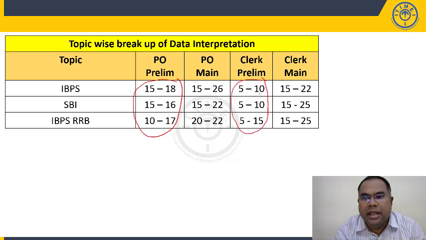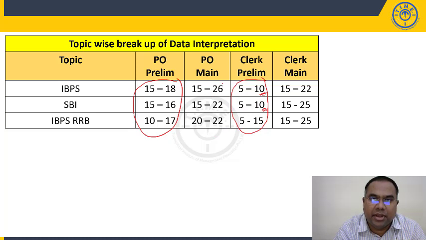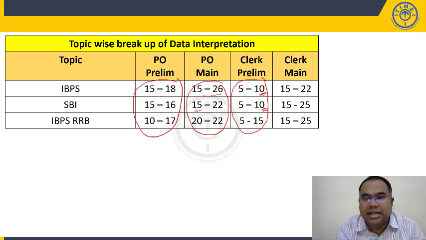Now this 5 to 10, if you observe the last 1-2 years, has almost in every slot become 10 questions. So you can say it is 10 questions in clerk prelim as well. You have more weightage, a greater number of questions on this topic, in the main examination. IBPS PO main has a minimum of 15 to a maximum of 26, SBI PO main 15 to 22, RRB 20 to 22 questions.